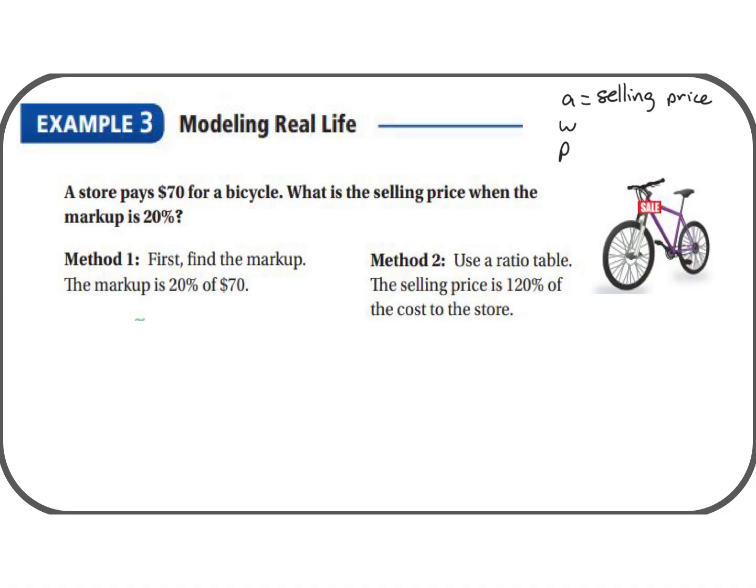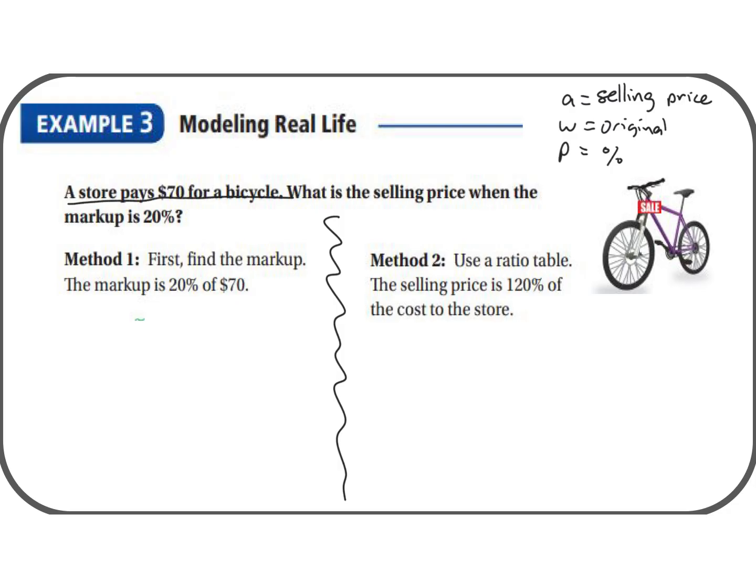Okay, again, selling goes with markups. W is still the original price. P is still my percent. Except the only change with this one is markups. Anytime we subtracted with discounts, we now are going to add, because I'm adding more to the price. I'm making my price more. So again, we can use both of our methods, and it's kind of going to work the same. Again, the only difference is adding instead of subtracting.